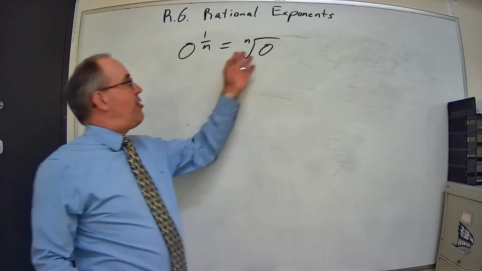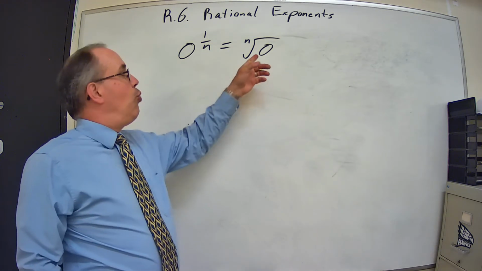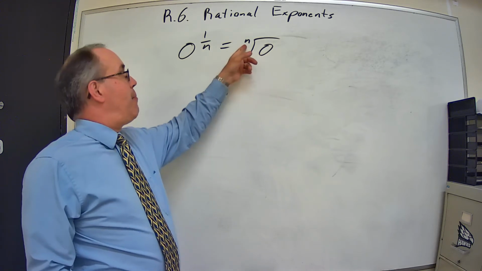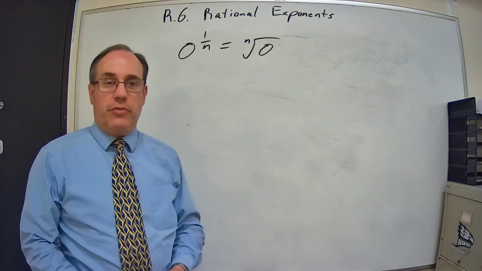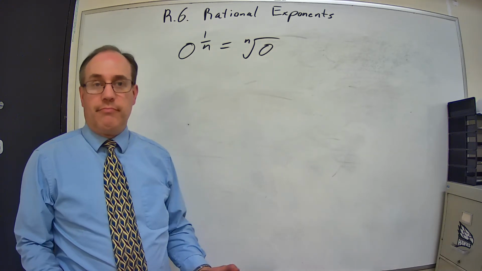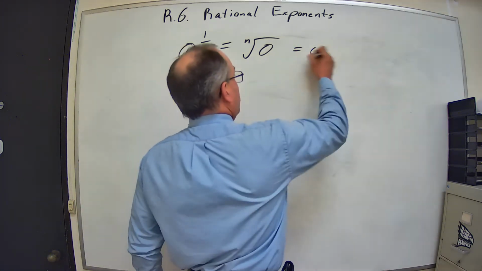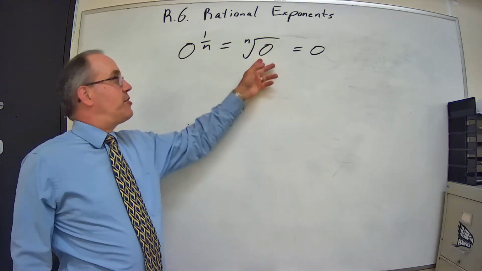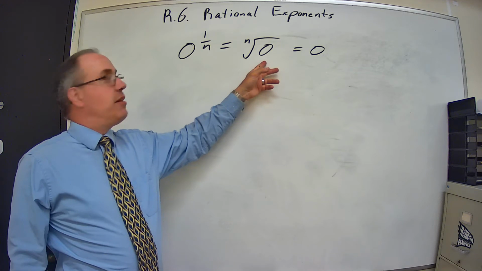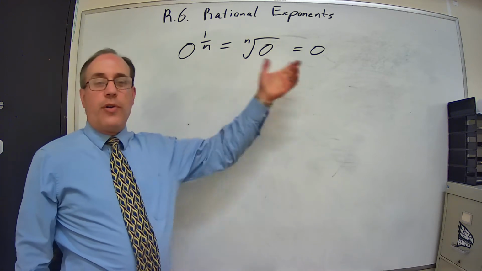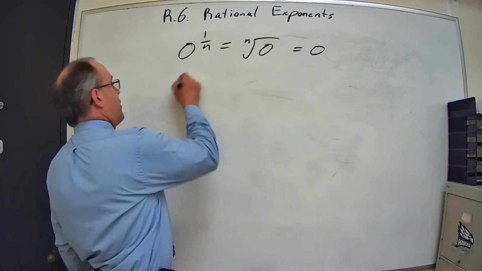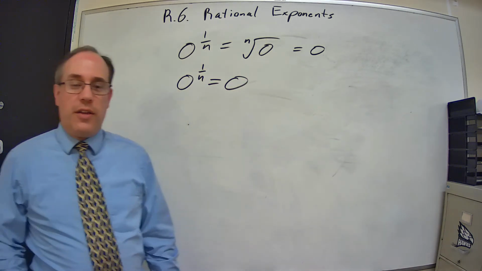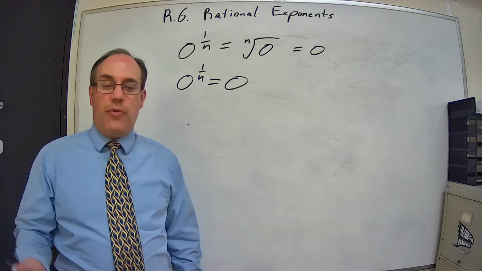Well, what is an nth root saying? It's saying what number multiplied together that many times gives you that value. Obviously, 0. 0 can be multiplied together as many times as you want, and you're still going to get 0. So the nth root of 0 is always equal to 0. So therefore, 0 to the 1 over n is always equal to 0. So you can keep that in mind in case you run into that somewhere.